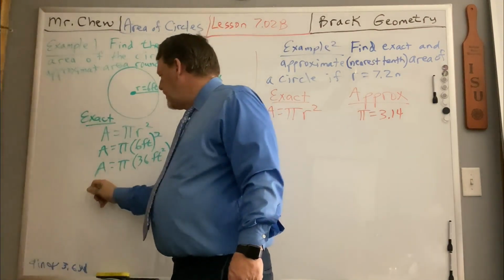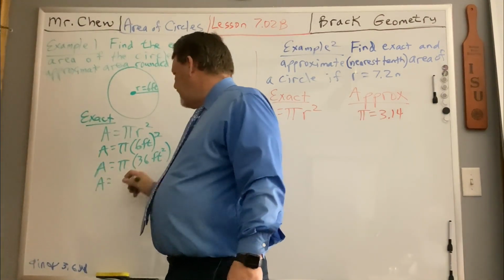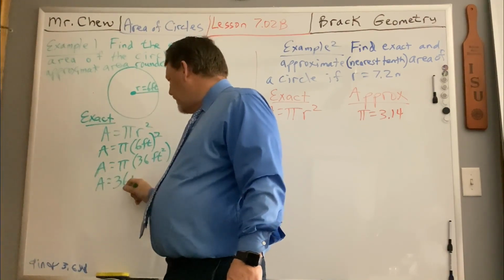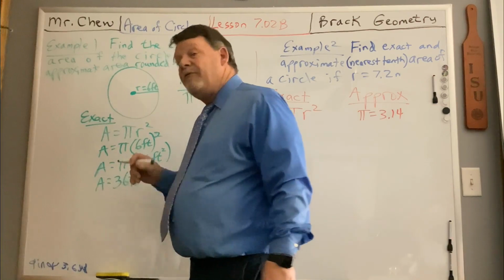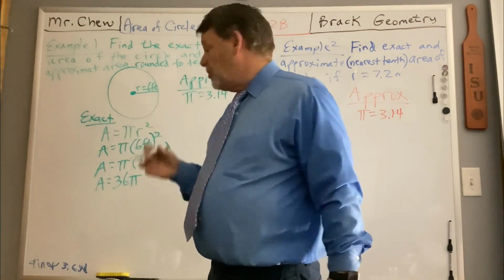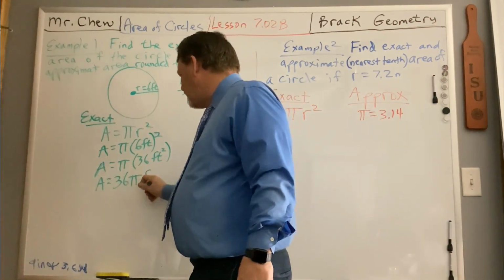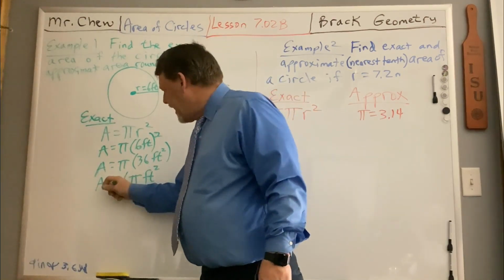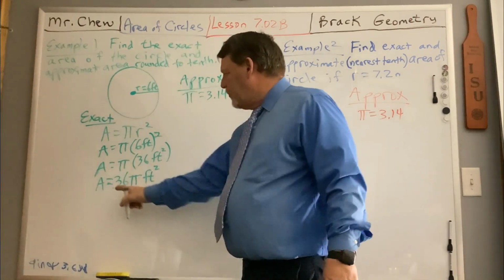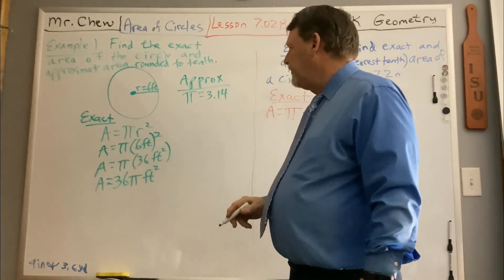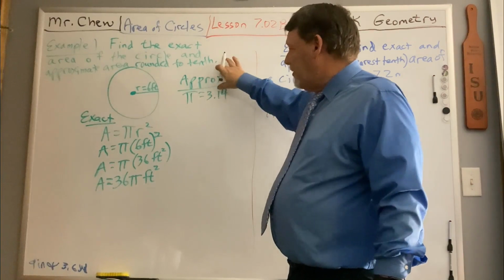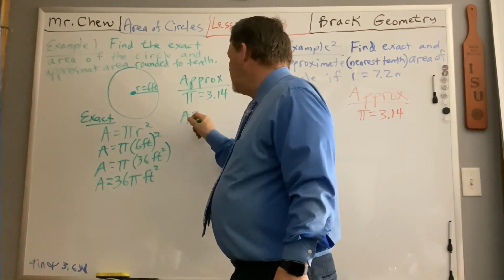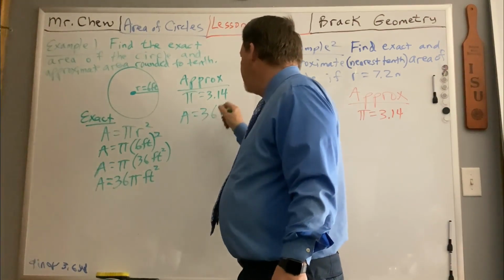We usually will write the number first, becomes a numerical coefficient. This pi just represents a value, which we usually round to 3.14. But this is the exact area, and we can put an equal sign here. Now, to find the approximate area and round to the nearest tenth, we still use this exact.